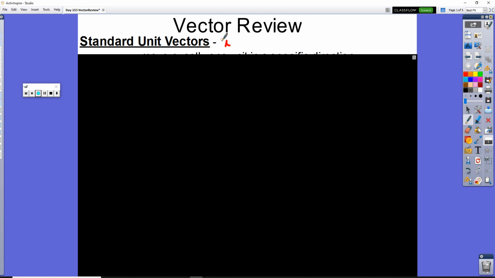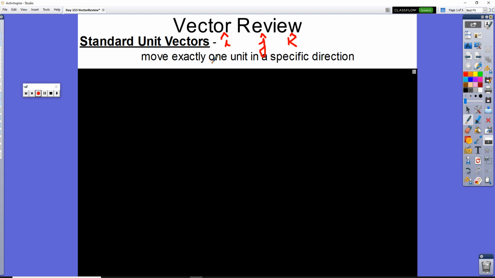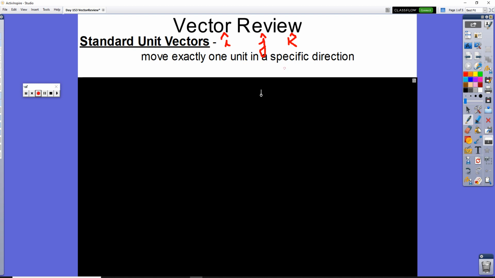There's i, which takes you 1 unit in the x direction. There's j, which takes you 1 unit in the y direction. And there's k, which takes you 1 unit in the z direction. Now you can use negative i's if you want to go left, you can use negative j's if you want to go down, and negative k's if you want to go away from yourself. Positive k's would be towards you, negative k's would be away from you, according to the right-hand rule. And so each one of these you move exactly 1 unit in a specific direction.